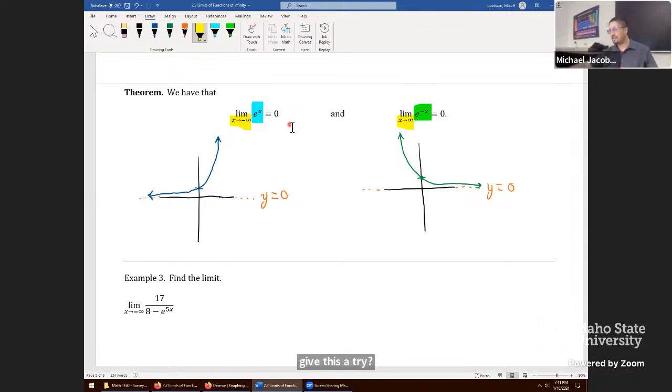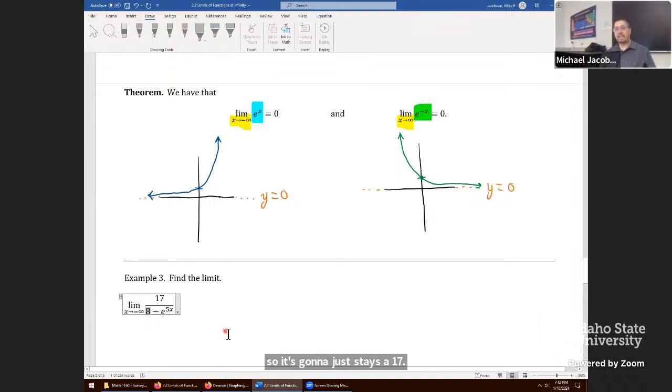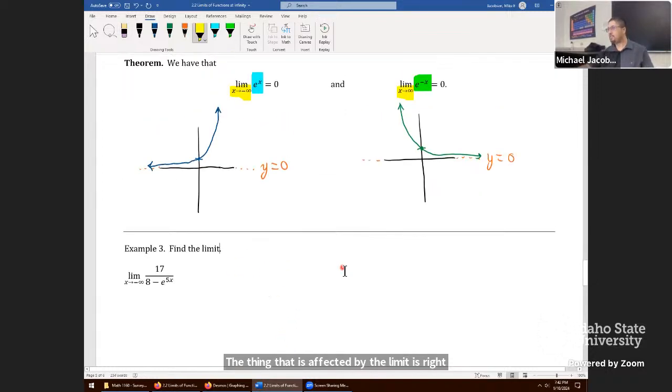Okay, let's go for this. We're going to next find the limit of this crazy thing right here. Now, the limit laws tell us the numerator is a constant, so it's going to just stay as a 17. We have a constant here, but the limit of 8 as x tends towards negative infinity is still 8. The thing that is affected by the limit is right there, e to the 5x. Well, e to the 5x seems kind of strange in a way because we're not dealing with e to the x. But that's okay, e to the 5x looks just like this. It just increases faster in this direction.